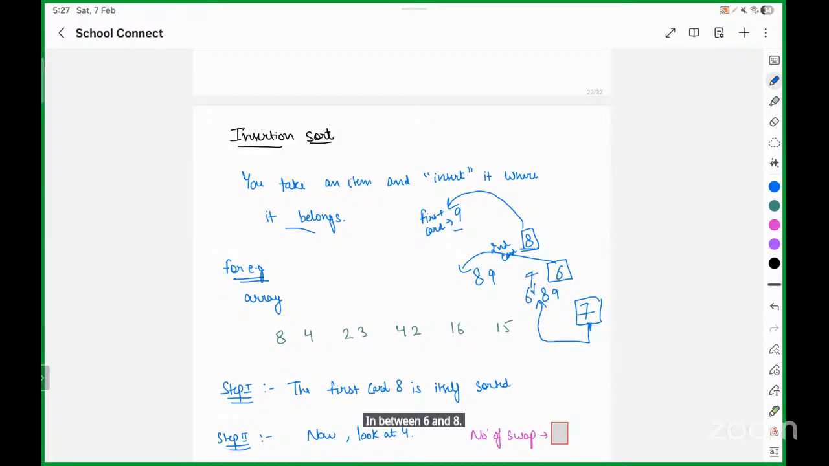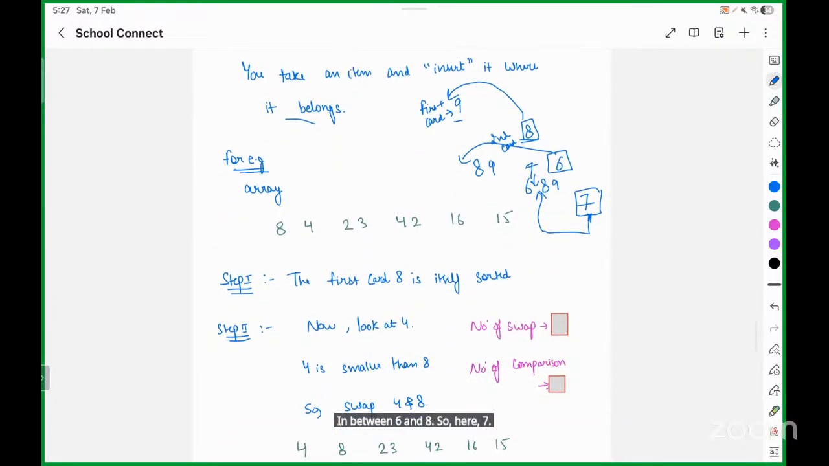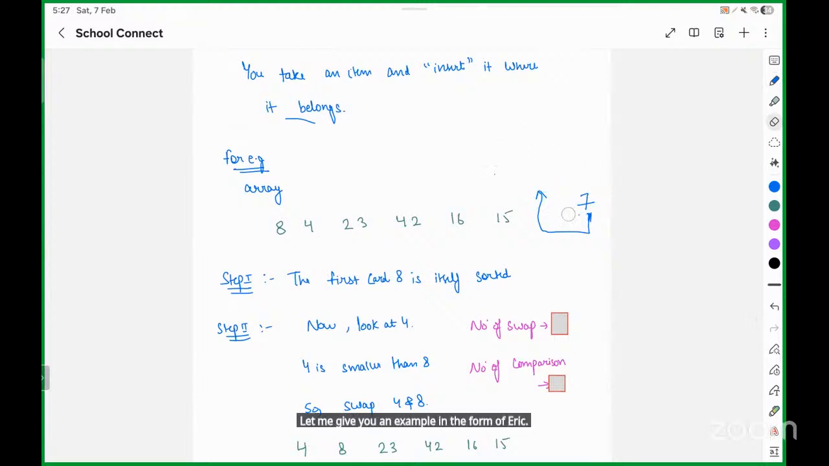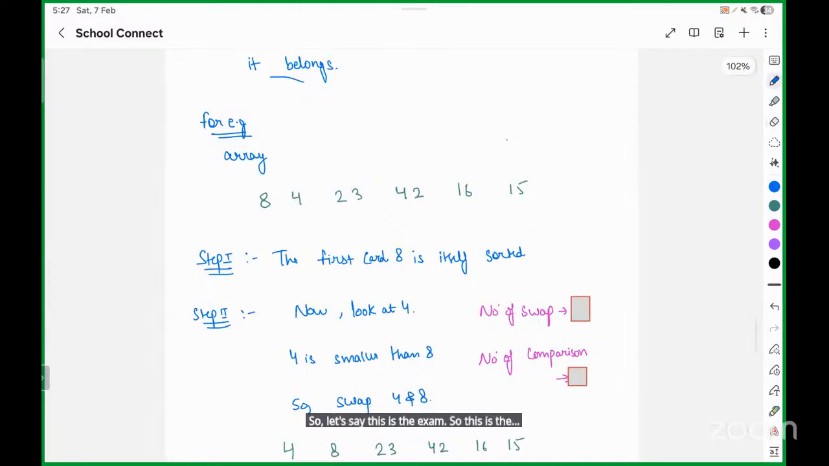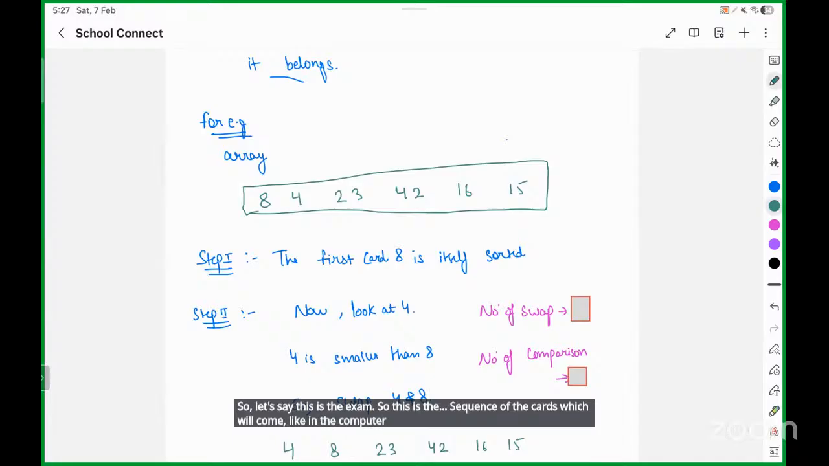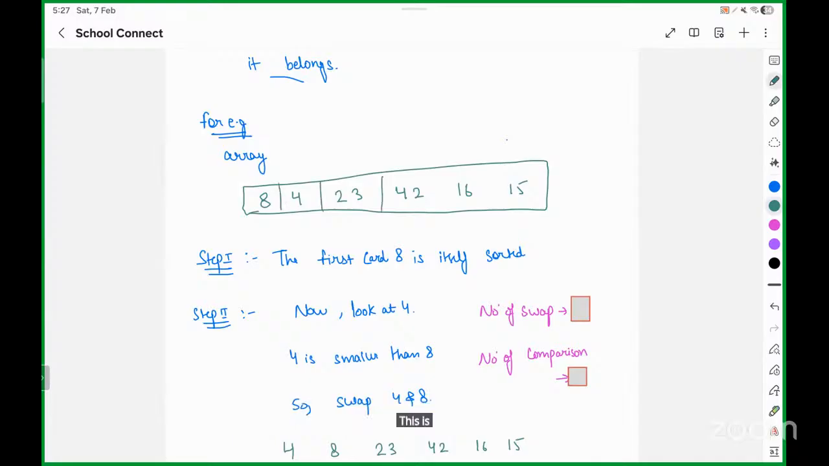Let me give you an example in the form of an array. Let's say this is the example. This is the sequence of cards which will come, like in the computer, it shows like this: 8, 4, 23, 42, 16, and 50.